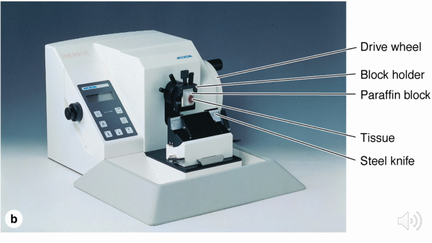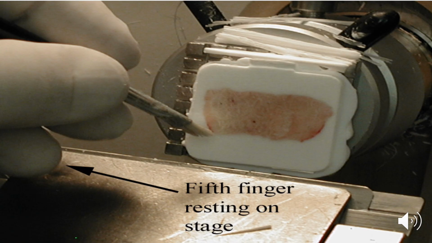I want you to appreciate that below the tissue holder or the block holder, you have the steel knife. I also want you to take note that there is a drive wheel. As you rotate the drive wheel, the tissue block or the block holder will go up and down, and it will come in contact with the knife. Again, as you rotate the drive wheel, the block holder goes up and down, and the tissue block comes in contact with the stationary knife.